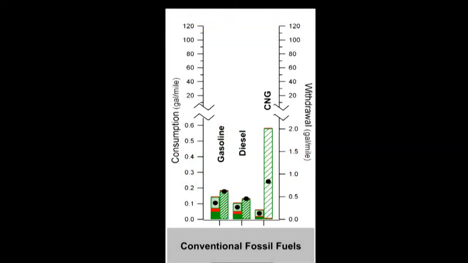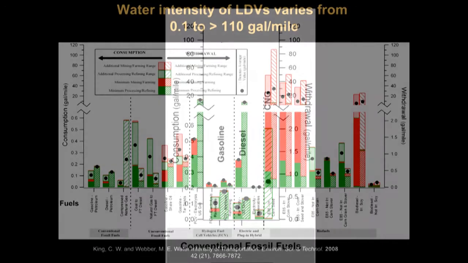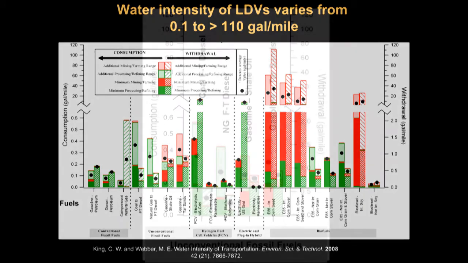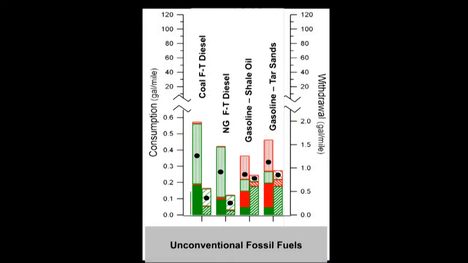First, we'll look at conventional fossil fuels. Typically, about 0.1 gallons of water per mile or less are consumed for driving on petroleum, gasoline, and diesel. The water consumption for driving using a compressed natural gas vehicle is even lower than for petroleum. For driving on gasoline and diesel from unconventional fossil fuels, the water consumed is higher, in the range of 0.3 or 0.4 gallons of water per mile.